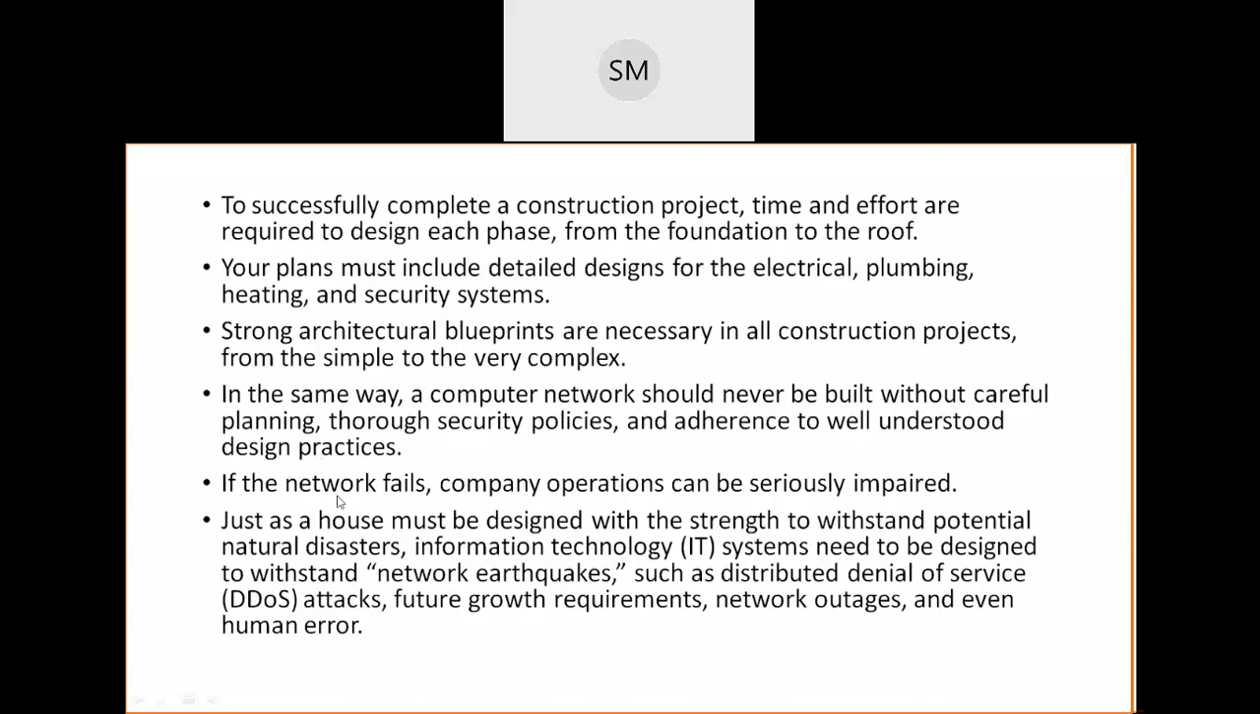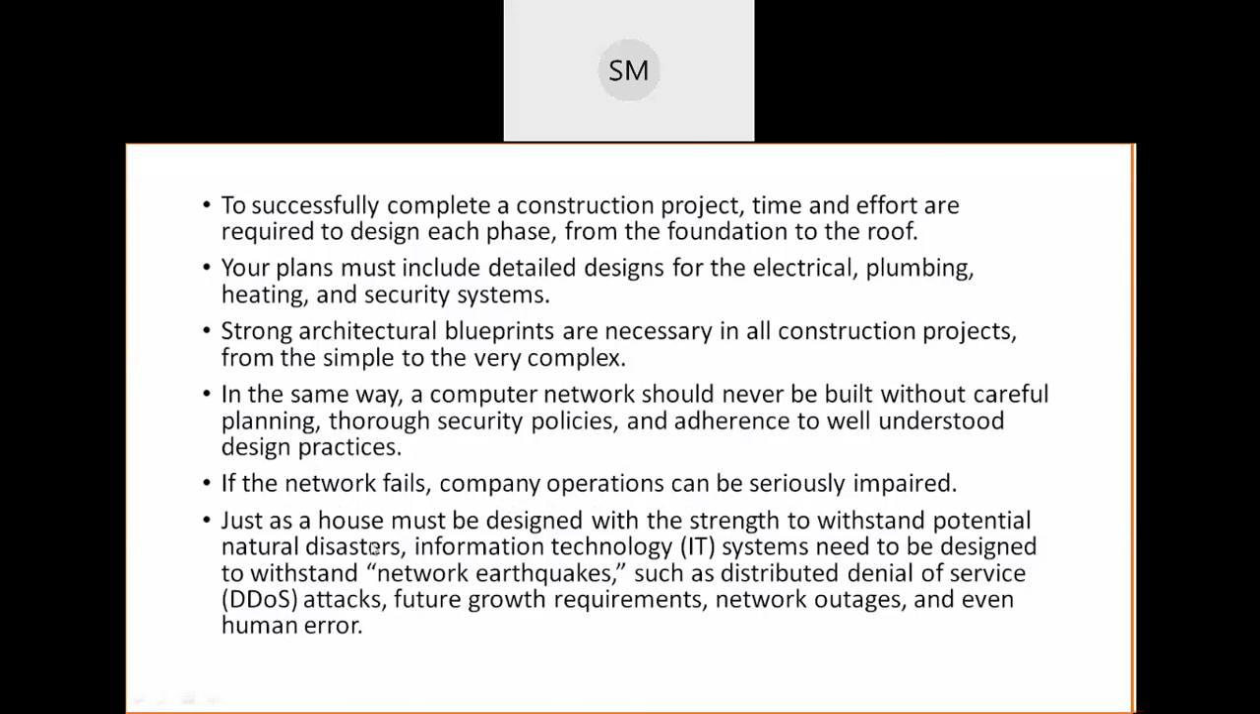Suppose this network fails, what happens in a company? One computer network is there, all computers are connected. In that company, if the network fails, what happens? All company operations will be stopped.